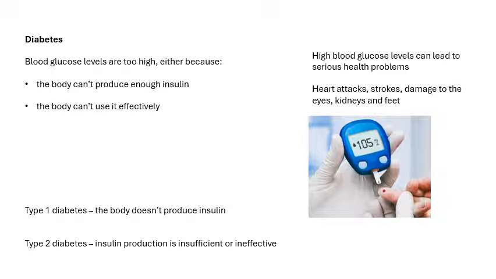High blood pressure and high blood glucose levels can lead to serious health problems: heart attacks and strokes, and damage to various organs, the eyes, the kidneys and the feet. So basically, if this regulatory system stops doing its job properly, that can have serious effects as well.